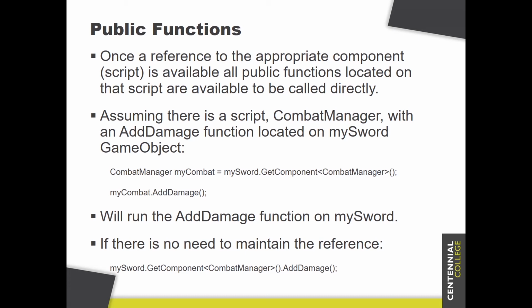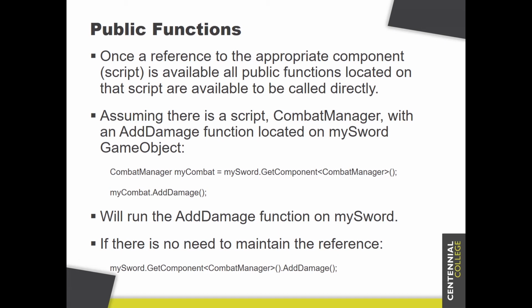We will have a list of all of the public functions available. So in this particular case, if we had a sword that was going to cause damage to a player or whatever, and we wanted to add the damage, this is how we'd go about doing it. If we did not need to maintain a reference, if we wanted to search for that reference every single time, we could absolutely say myCombat.GetComponent combat manager.AddDamage. We have access to it in a single line of code.